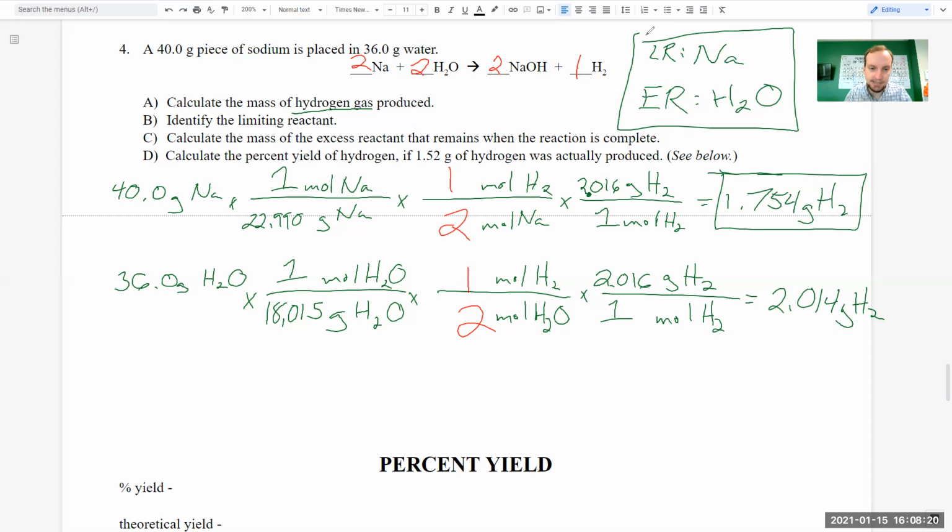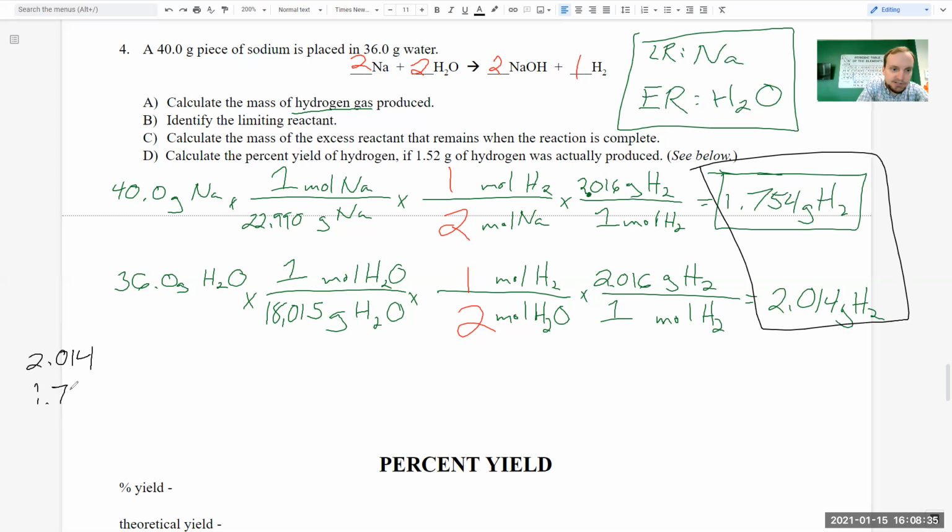the reaction is complete. Okay, so we need to figure out how much of our excess is left over when all is said and done. So I'm going to take these two numbers and I'm going to subtract them. 2.014, I'm basically finding the difference. And whenever someone says difference in English, in math, they mean subtract. So I'm going to go ahead and take 2.014 minus 1.754, and what I get is 0.26. All right, so 0.26 grams of our product.